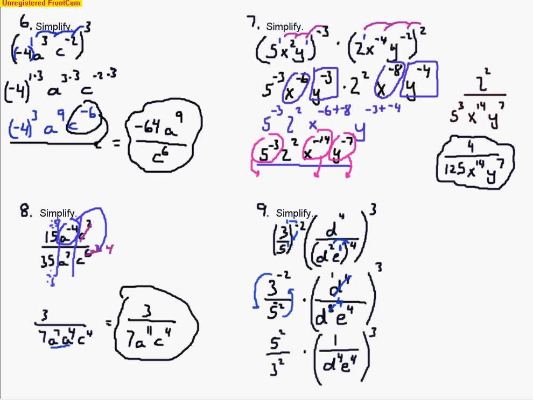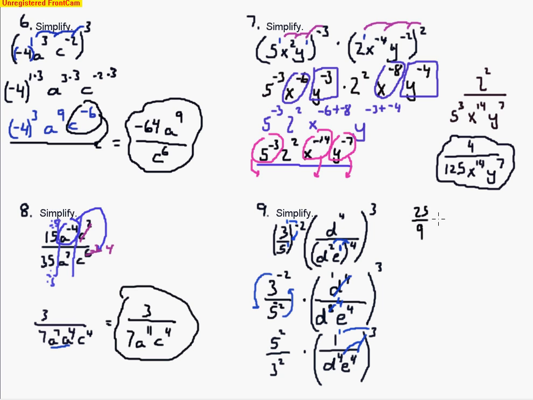So what we can do from this point is go ahead and get rid of this outside exponent. Remember, if you don't see an exponent, it's 1. And then multiply all those exponents. And so now we still have this 5 to the second, which I could go ahead and multiply out now. Makes 25. And then the 3 squared makes 9.